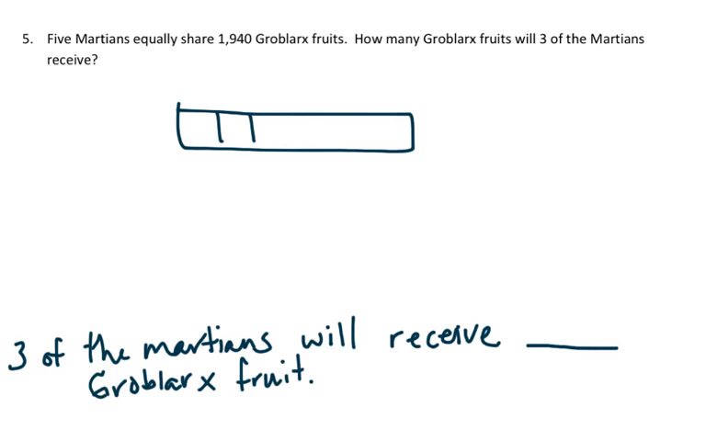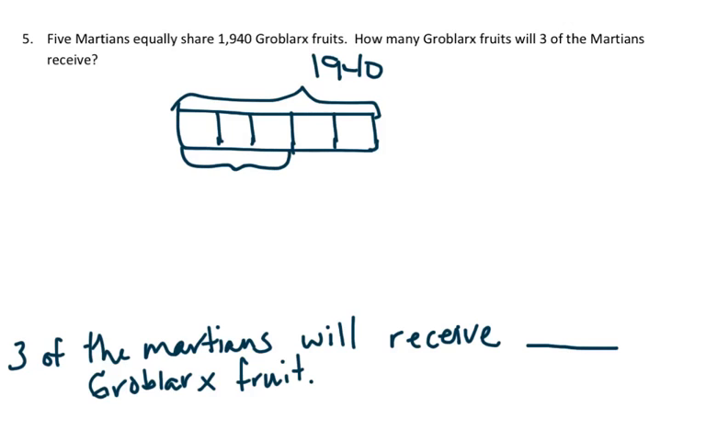Okay, so we know there are 5 Martians. 1, 2, 3, 4, 5. Let me just make this a little bit shorter here. Okay. So each of these units represents a Martian, and they're sharing 1,940 Groblark's fruits. How many fruit will 3 of the Martians receive? So we want to know how many 3 of them will receive.